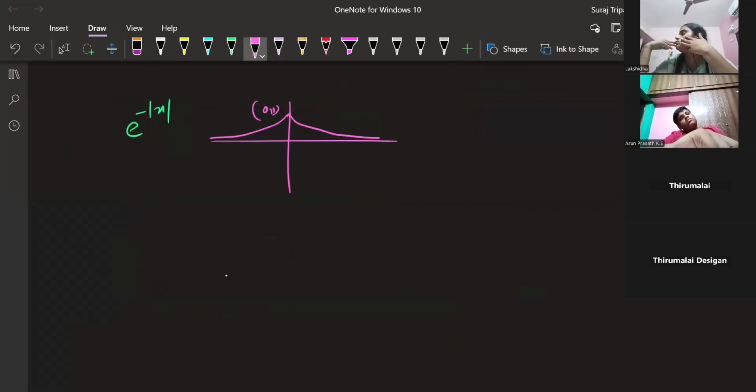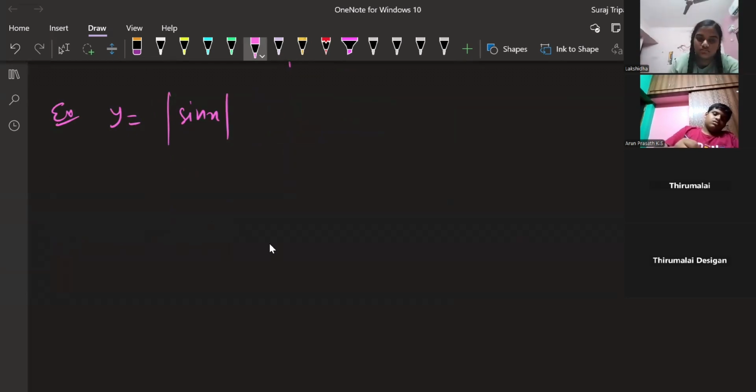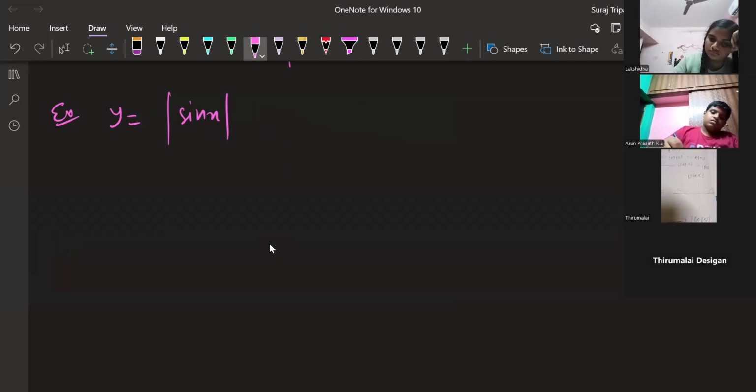Now draw the graph. Next example based on property number 7 also. So mod of sin x. Draw the graph of y equals mod of sin x. This is based on property number 7 because I'm putting here mod on the entire function. Yes, very nice, correct.